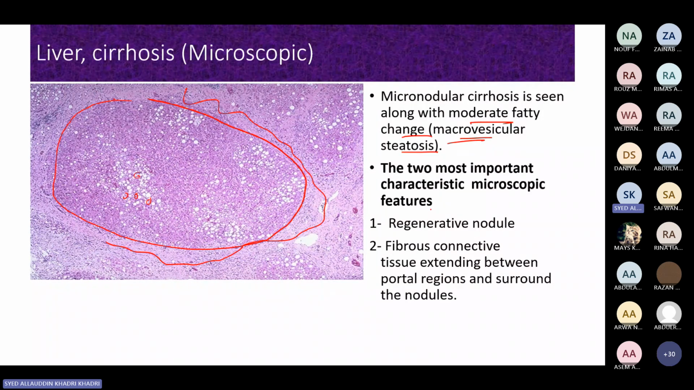So the two most important characteristic microscopic features are the regenerative nodule. I'll ask you, what do you see over here? This is the regenerative nodule. And what do you see outside? Fibrous connective tissue, full marks. Don't worry, 20 out of 20. Extending between the portal regions and surrounding the nodules.